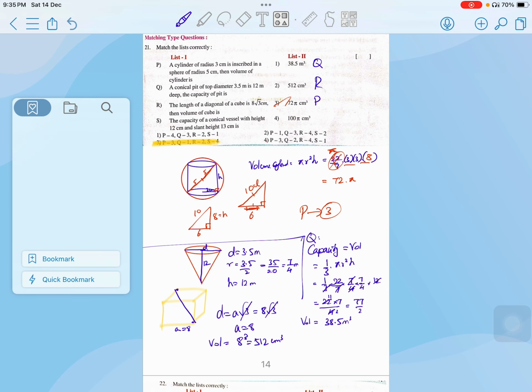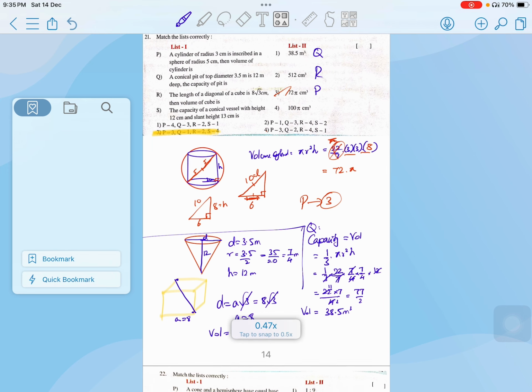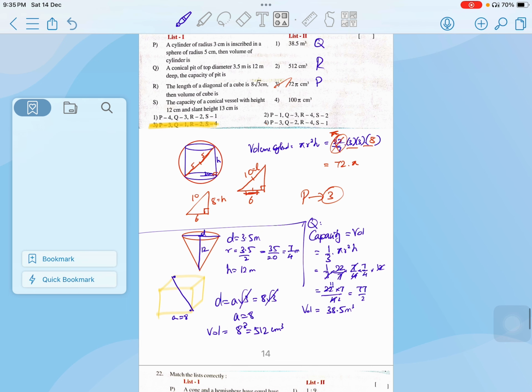So it is obvious that S goes to 4. We can find that as well. The capacity of a conical vessel whose height is given, slant height is given. Since height and slant height are given, you are able to find the radius. A triangle is there. Slant height is given like 13, height is 12. By Pythagorean triplet, radius will be 5.